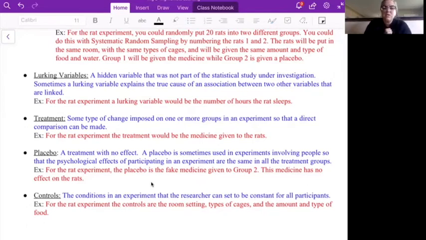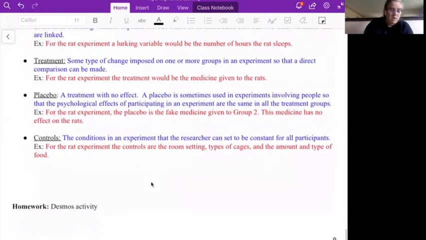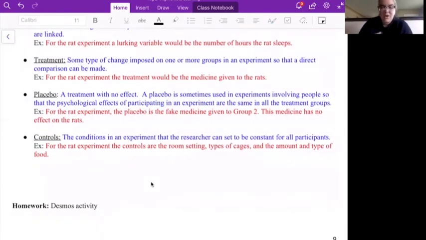And then the controls are the conditions of the experiment that the researcher can set to be consistent for all participants. For example, in the rat experiment, the controls are the room setting, the type of cages, and the amount and type of food and water. So that is all the notes for you guys.